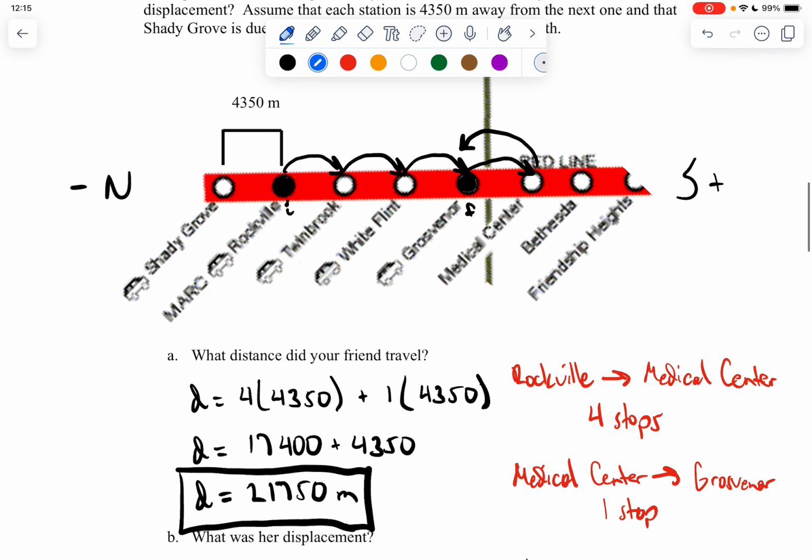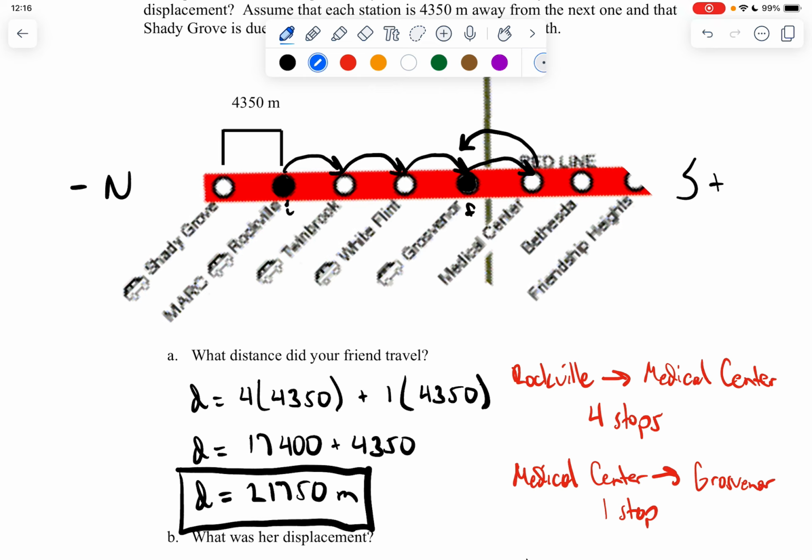So when we think about the total distance we have traveled, our first leg of our journey, as we go from Rockville to Twinbrook, that's 1 stop. To White Flint, that's 2 stops. To Grosvenor, that's 3. Grosvenor to Medical Center, that's 4. So we go through 4 stops. Again, we're making this assumption that every single station is 4,350 meters away. So we multiply 4 stops by 4,350. That gives us our 17,400. That's how far we travel for the first leg of our journey.